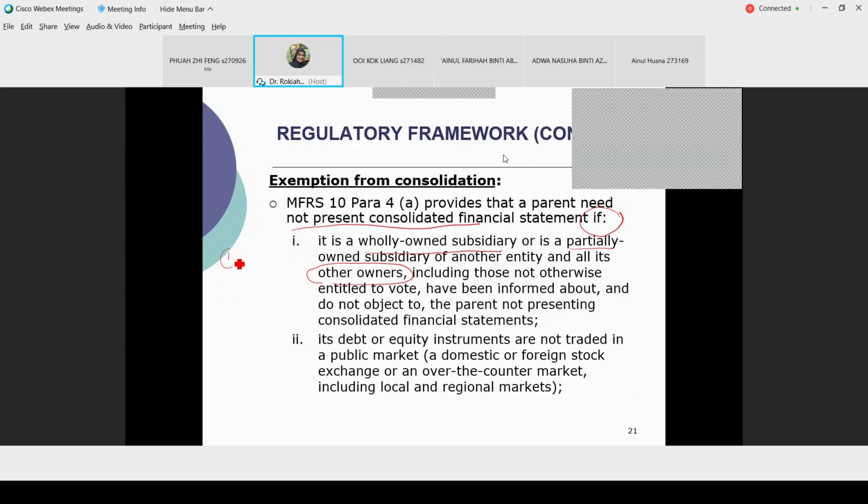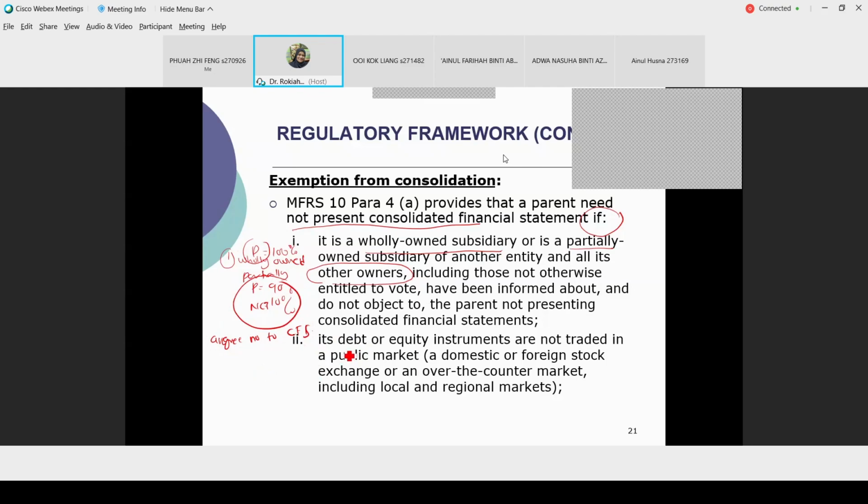Okay, the first situation here, you are wholly owned. Wholly owned means that the parent has 100%. The second situation, partially owned, means that maybe the parent has 90% and the other 10% is owned by NCI. So both parties, parent plus NCI, agree not to prepare a consolidated financial statement. In the first situation, all the parties here agree not to prepare a consolidated financial statement.